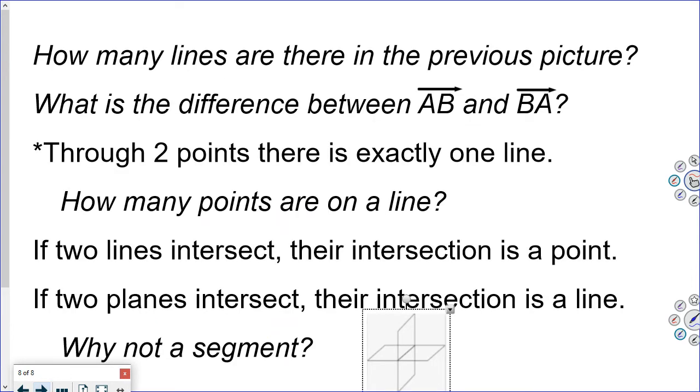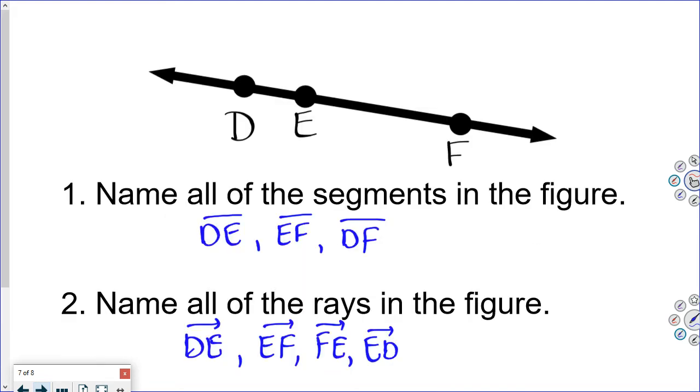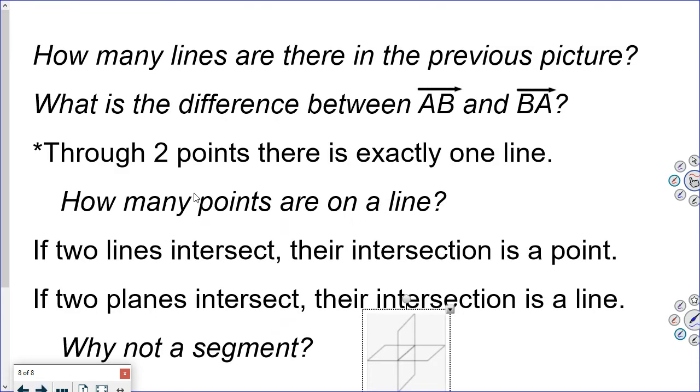Just a couple quick questions to consider. How many lines are there in the previous picture? What that's referencing is when we look back at that previous example, how many lines are there? Again, you can have multiple names for the same line. I could use DE, I could use EF, I could use FD, it doesn't matter. I'd be naming that line with 2 points, but there's only one line in its entirety. So there's only one line there.